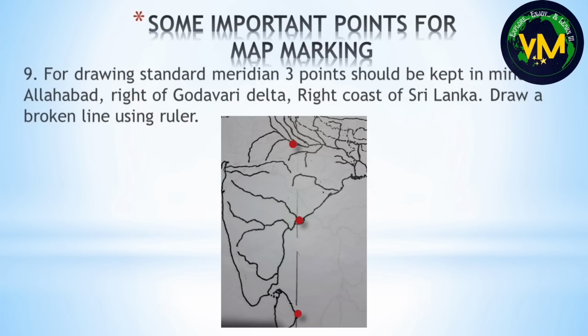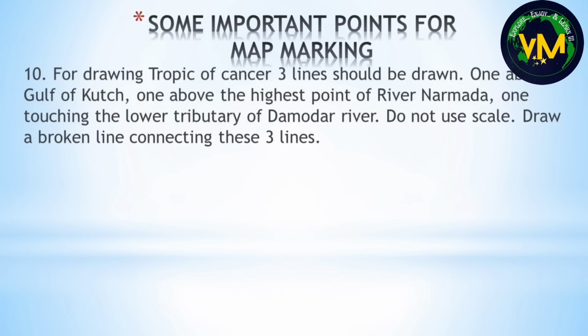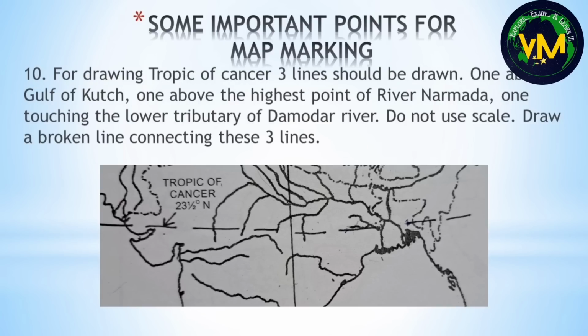And for drawing the Tropic of Cancer, 3 lines should be drawn. First line, above the Gulf of Kutch. Second line, above the highest point of the Narmada River. Third point, touch the lower tributary of the Damodar River. And connect these 3 lines without using a scale. For the standard meridian and Tropic of Cancer, you can either draw a broken line or a continuous line, no problem. But these 3 points and these 3 lines should be correct.